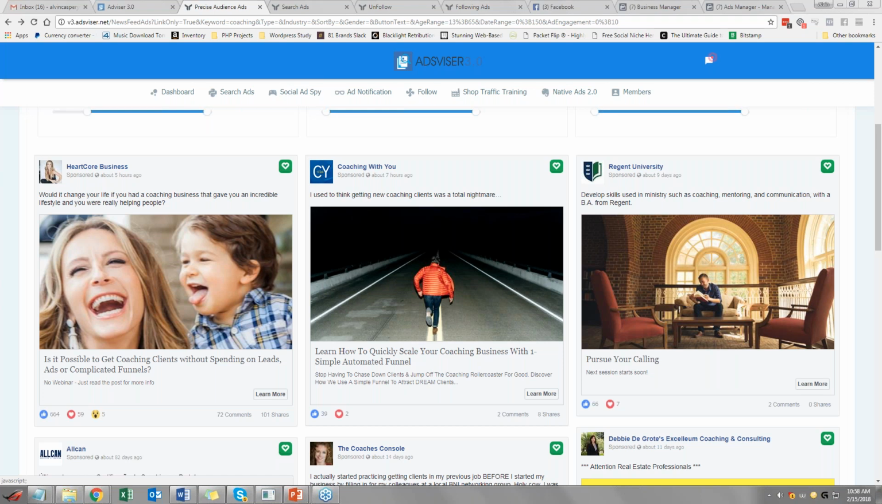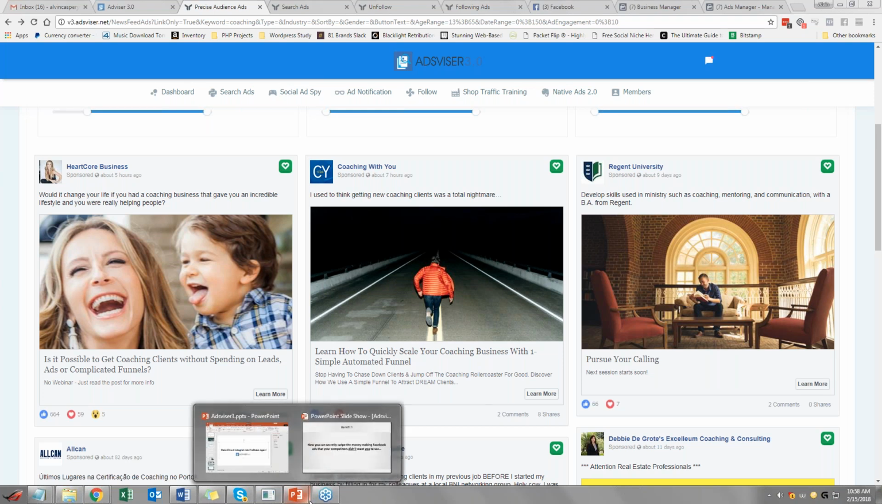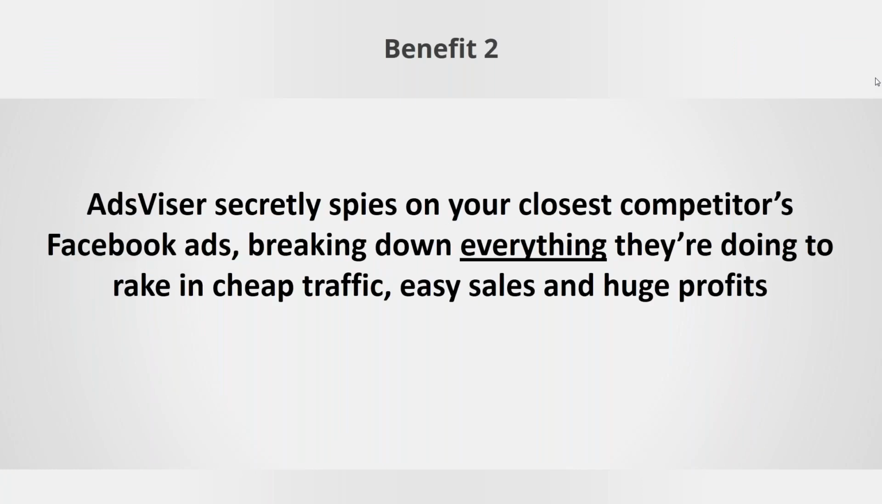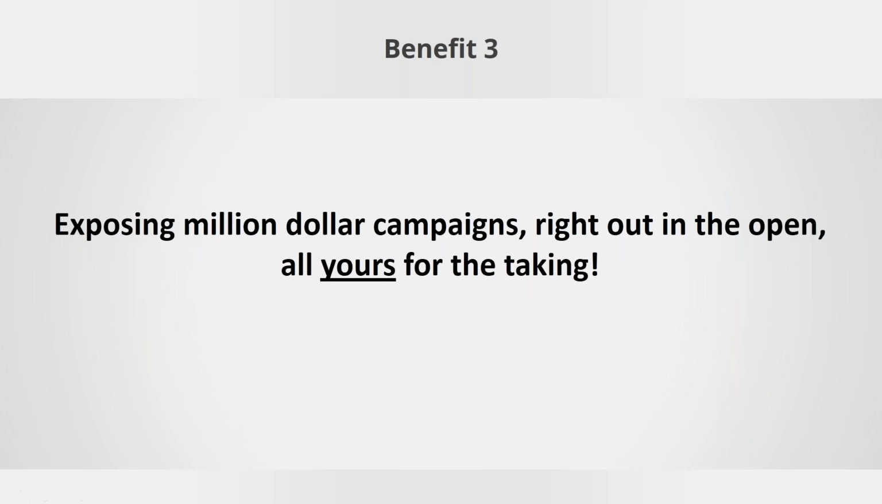All right, so guys, let me know what you think. Does this software help you get better Facebook ads? So now you'll be able to use Adsviser to secretly spy on your closest competitors, whether it's on Facebook ads or Instagram ads, breaking down everything they're doing and finding cheap traffic, and exposing $1 million campaigns right out in the open for you to use for your own campaigns.